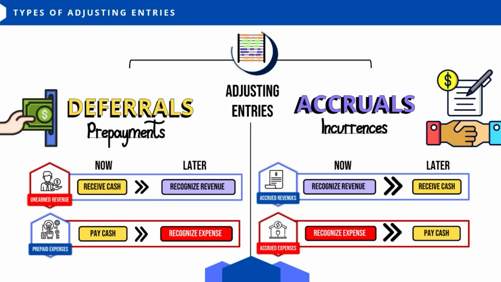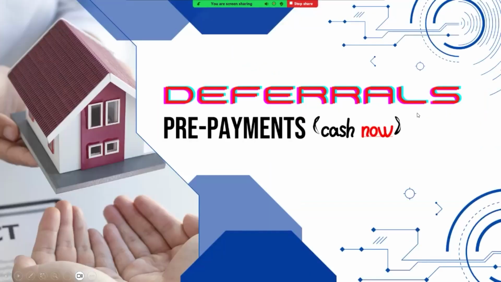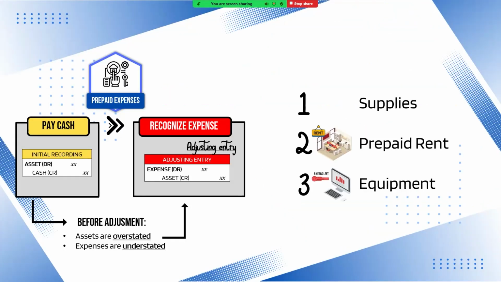And then under accruals, you'll have your accrued revenues and your accrued expenses, right? So as a review, let's just go through the different deferrals. Deferrals, again, are your prepayments. And one of the examples would be your prepaid expenses. So you have your supplies, your prepaid rent, and your equipment.